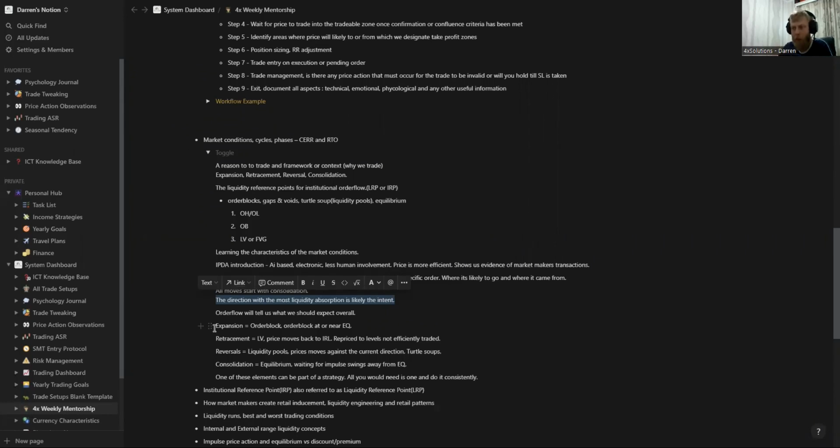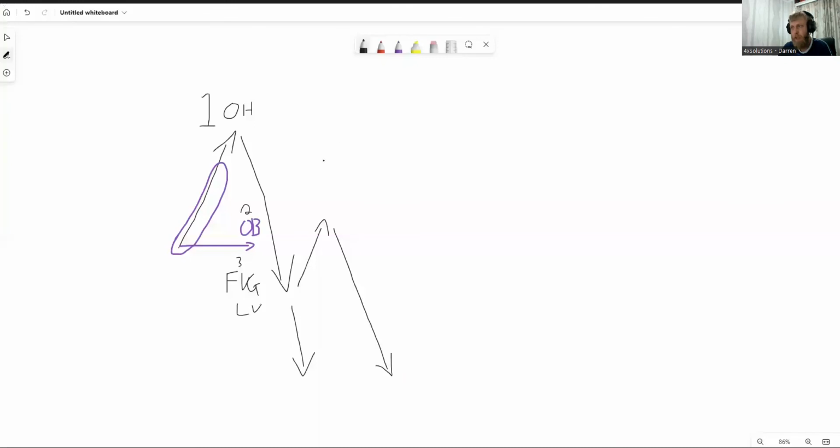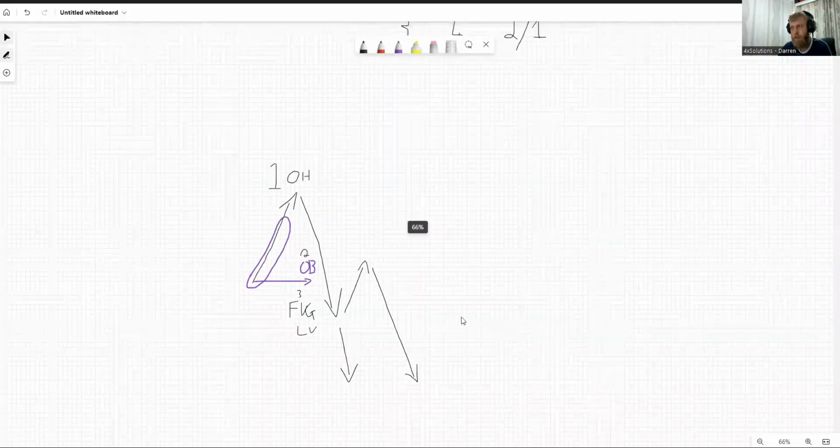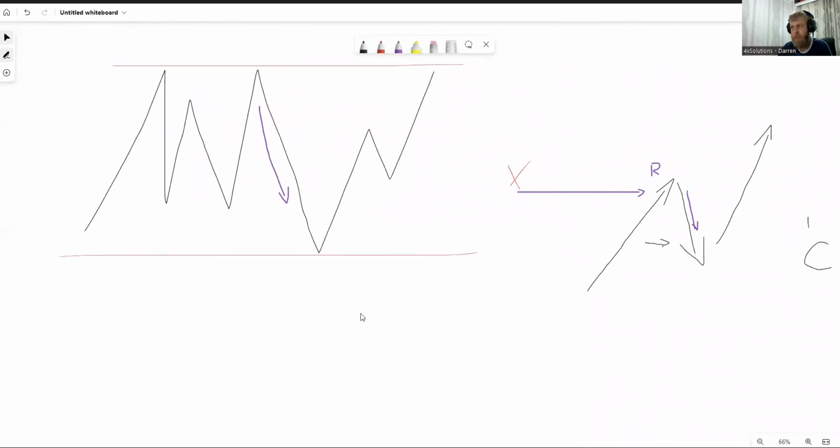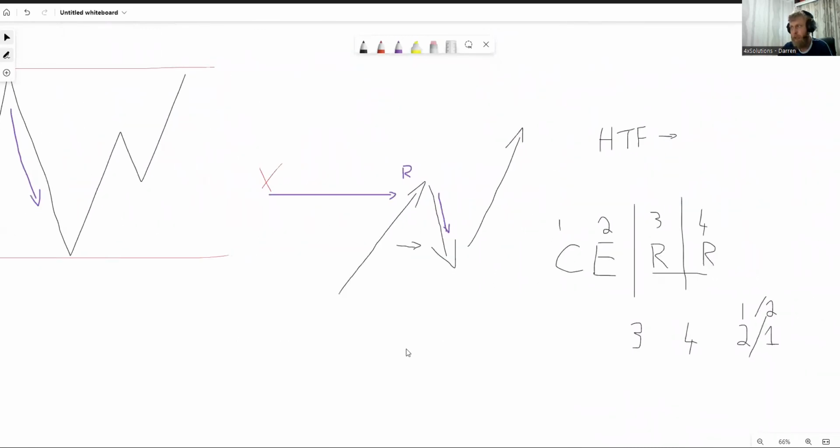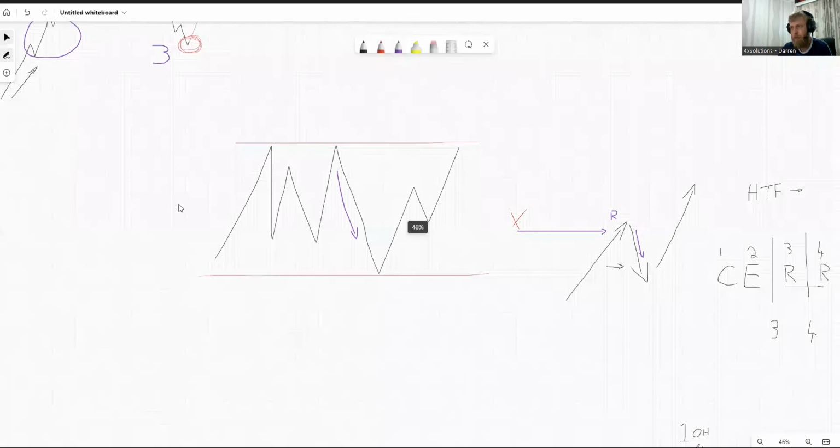So over here, what is expansion? Okay, expansion is an order block. An order block's near some sort of equilibrium point. So when we drew this price action over here, and we said, let's just go back here, when price decides to expand over here, where did I draw it? Over here.